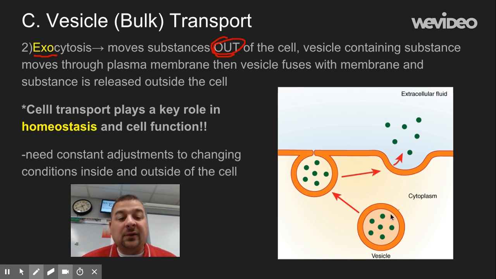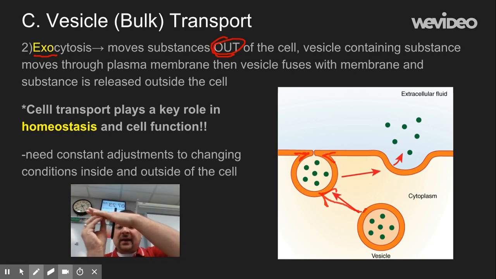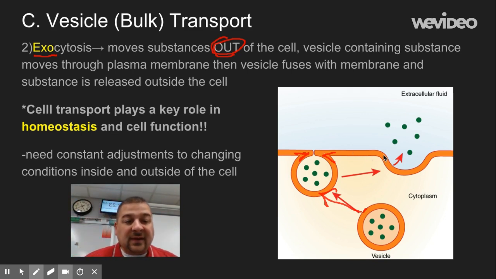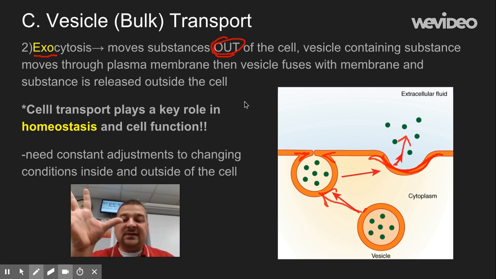That vesicle moves out towards the membrane. And remember, there is a phospholipid bilayer around this vesicle. It will join up with the cell membrane, and then it'll kind of pinch open. So the vesicle membrane has now just become part of the plasma or cell membrane, and there goes our digestive enzymes for digestion of our food. Stuff is then released to the outside of the cell.